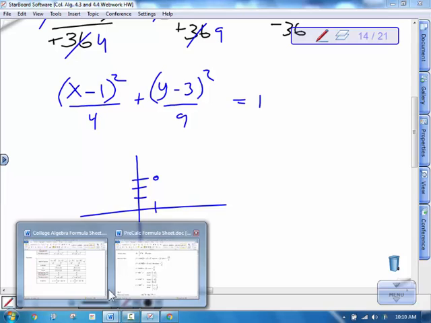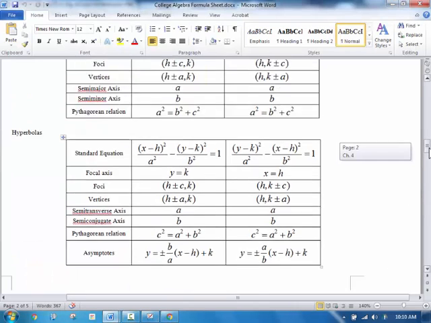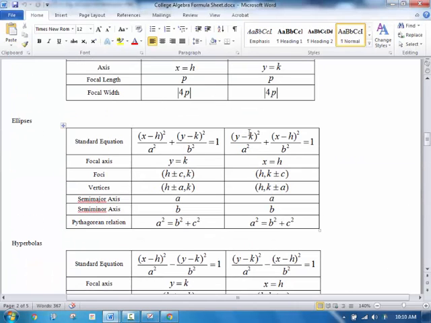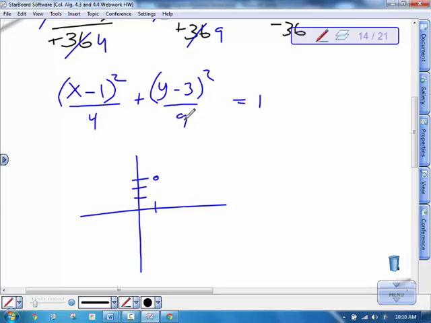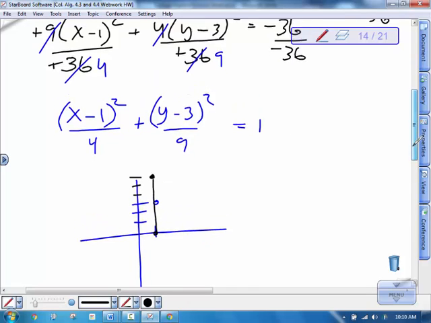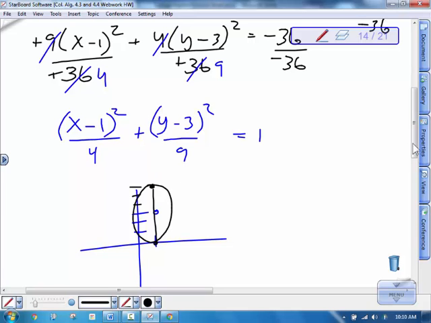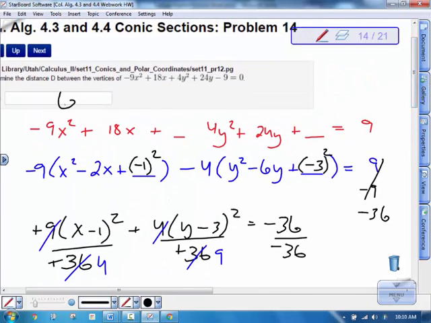So typically on the formula sheet, we would write for ellipses, when the bigger number is underneath y, we usually write that first, y first, like that. But a is linked to the semi-major axis, so a in this case is 3. So we would go up 1, 2, 3 for that length, and down 1, 2, 3 up to here. So there's the distance between the vertices. Which in this case is 6.